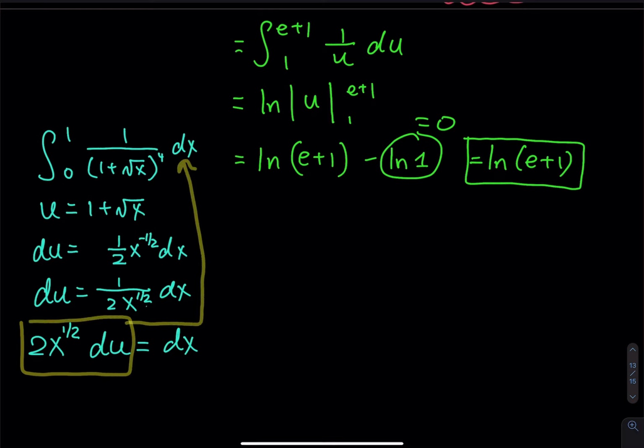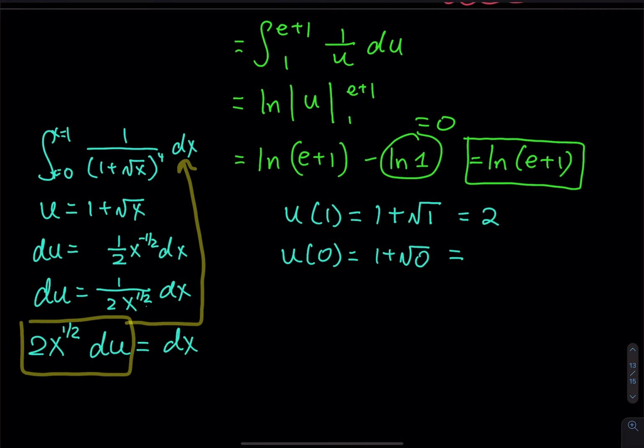And then we are ready to place this thing over here. What's the problem? The problem is that it's not going to get rid of anything. And then you have 1 divided by u to the 4th power. So that creates a problem. Let's see how we deal with the problems right there. Okay, let's handle the limits x equals 1 and x equals 0. So u of 1 is 1 plus the square root of 1, that is equal to 2. And then u of 0 is 1 plus root 0, that is equal to 1.